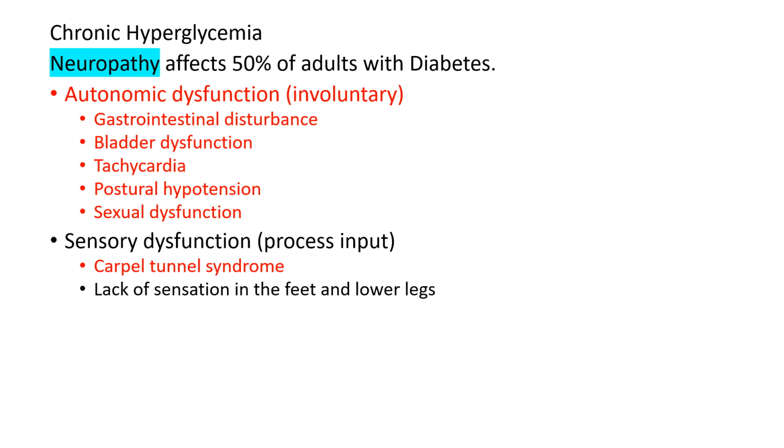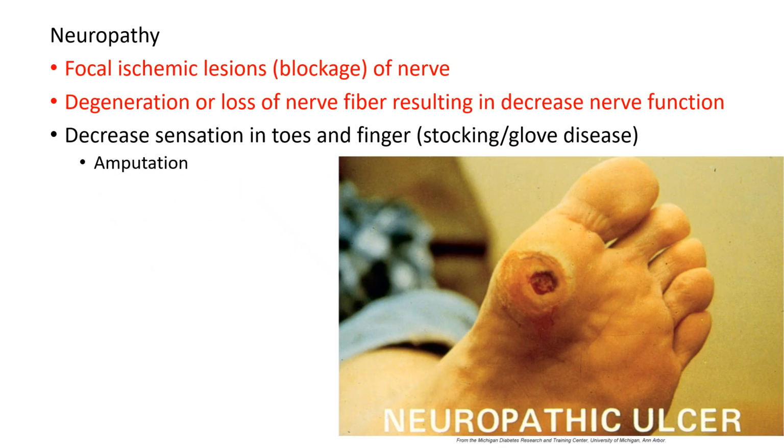So what if this neuron goes to the foot or the lower extremity? You will lose the sensation of the damage. This damage can become infected, and this infection can lead to amputation. So neuropathy is commonly called stocking and glove syndrome or stocking and glove disease, where it's the extremities that you can't feel, and you end up having these cuts and bruises that get infected, and you eventually have to amputate it.